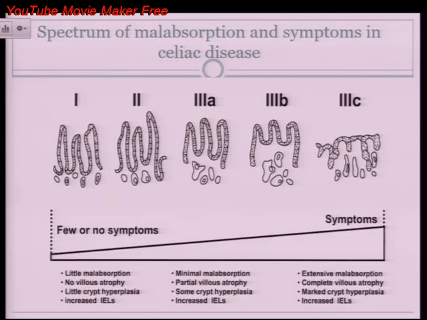The important thing is sometimes just having increased intraepithelial lymphocytes does not make it celiac disease. There are a lot of other conditions, and we'll go over them, that can cause the increase in the lymphocytes in the mucosa. What you need is also villus atrophy along with that. Then you have Marsh 2, which has a little bit of villus atrophy, again with increased intraepithelial lymphocytes. And then as you can see here, 3A, 3B, 3C. 3C is the worst, where you have complete absence of villi and marked crypt hyperplasia.